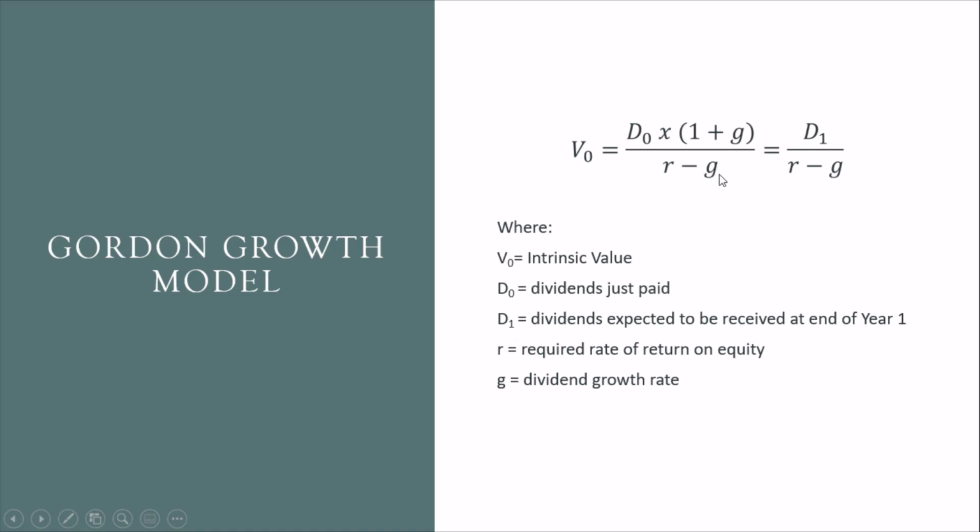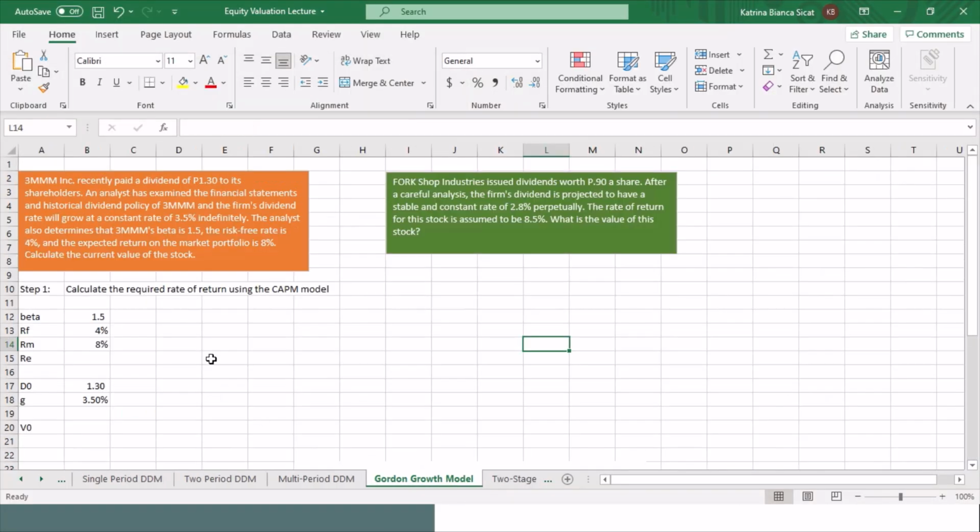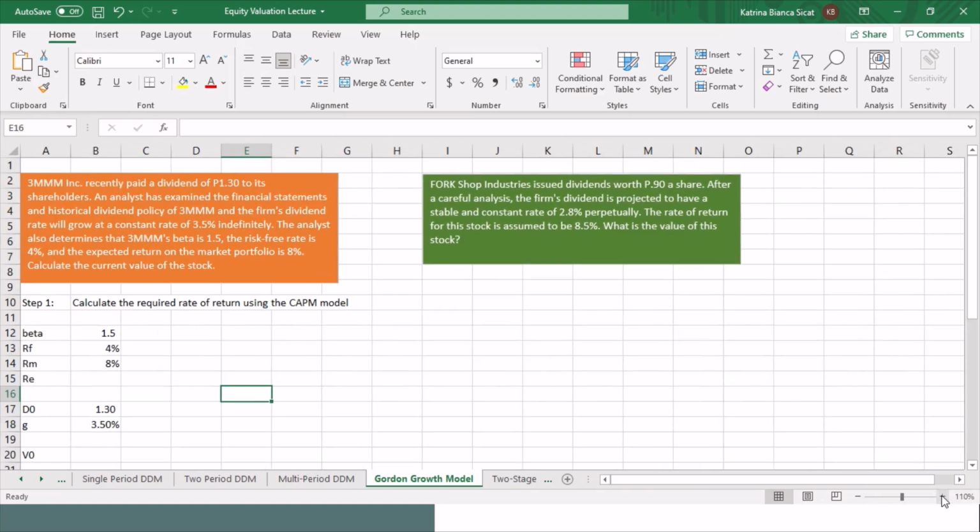Okay, so if we're gonna apply that, we have a problem right here. Okay, the Gordon growth model. Zoom natin konti para mas malaki. Ayan. Okay. So, meron tayong problem dito. 3MMM Inc. recently paid a dividend of 1.3 to its shareholders. An analyst has examined the financial statements and historical dividend policy of 3MMM. And the firm's dividend rate will grow at a constant rate of 3.5% indefinitely.